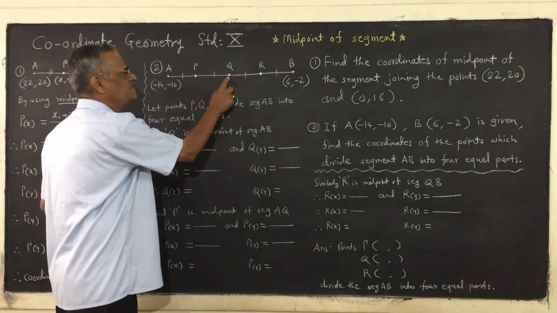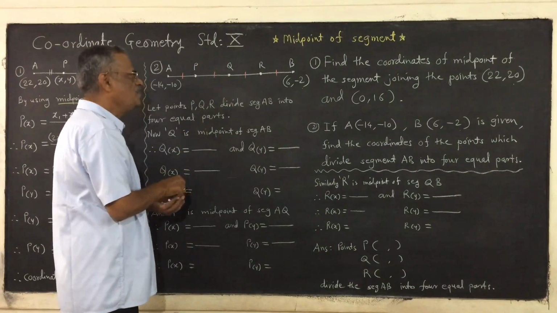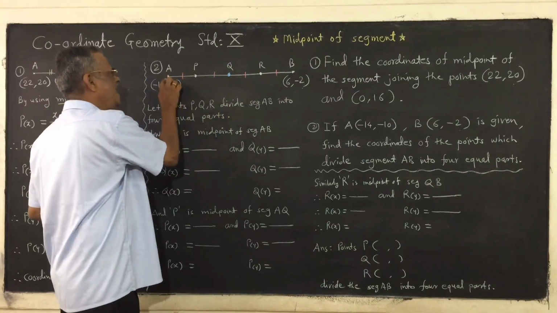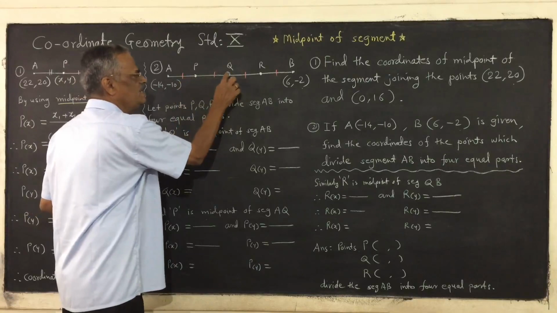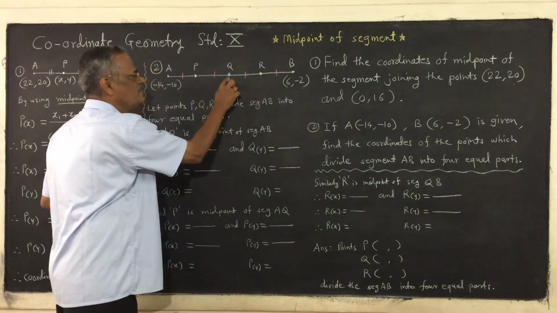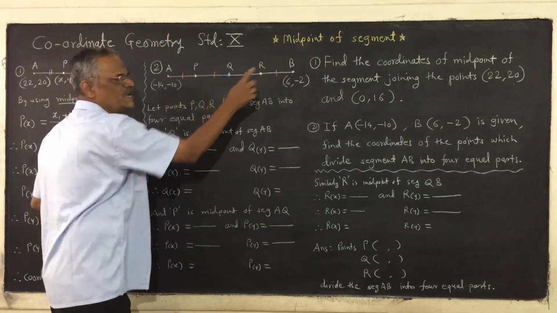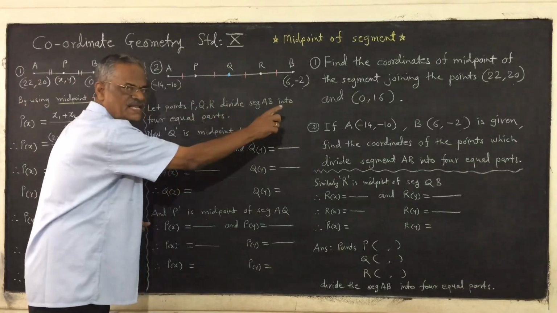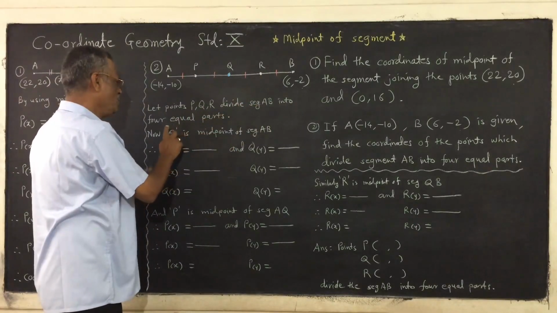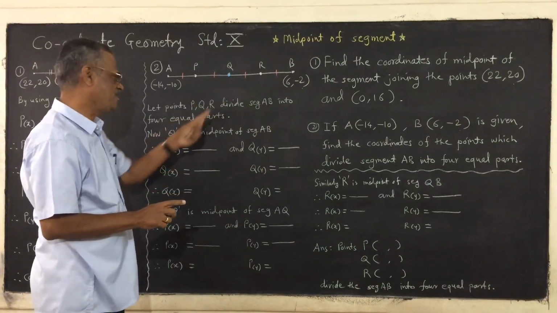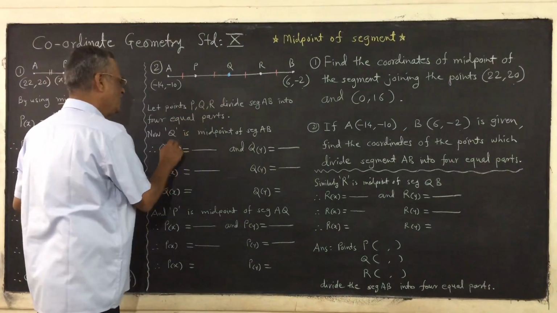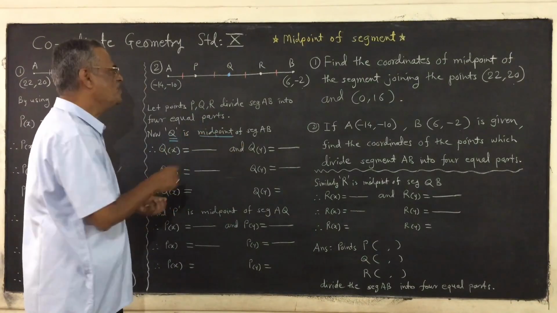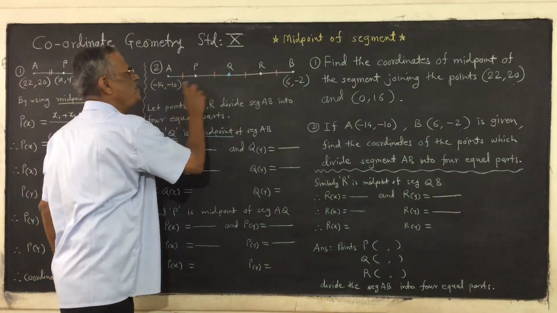First, consider point Q. On the side of QA there are 2 parts, and on the side of QB there are 2 parts. So definitely Q is the midpoint of segment AB. So you can start: let P, Q, R be 3 points dividing the segment into 4 equal parts. That is your first step. After that, remember that Q is the midpoint of segment AB.